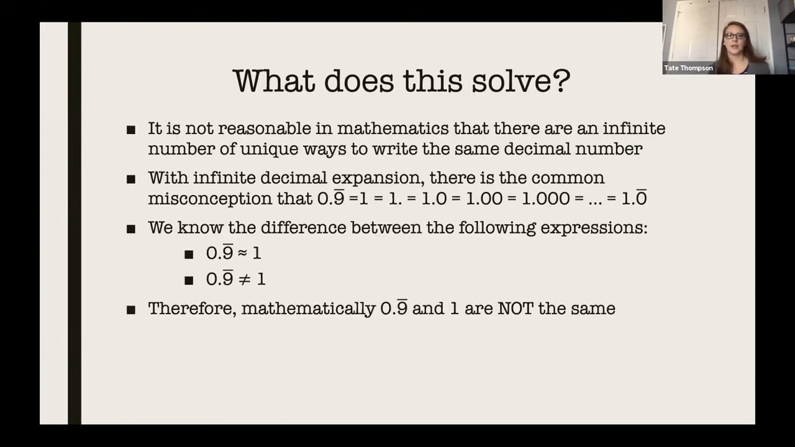So what does this solve? Why does this matter? We believe it is not reasonable in mathematics that there are an infinite number of unique ways to write the same decimal number. This allows for the common misconception that 0.9 repeating equals 1, which equals 1.0, and so on. Mathematically, fundamentally, we know the difference between 0.9 repeating and 1. They are approximately the same, but they are not equal. If you were to put them on a number line beside one another and zoom in on it, there would be an infinite number of infinite decimals between it. So we know they're not the same. They do not equal each other. They are approximately equal.